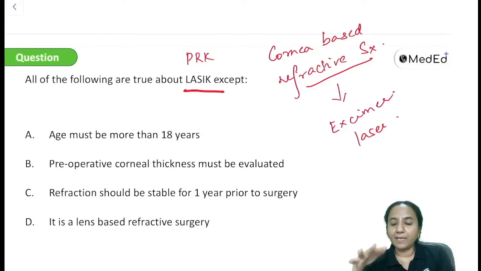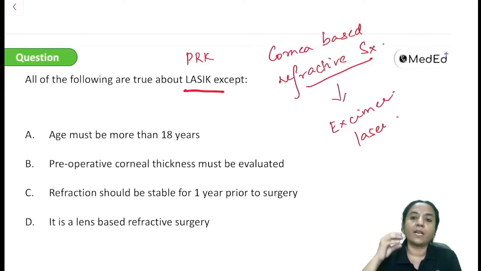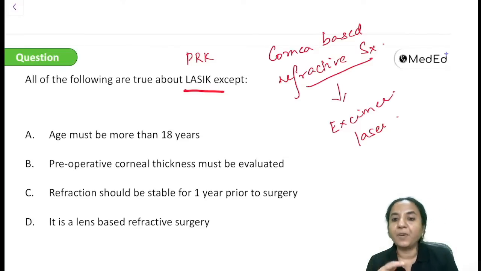And when you do excimer laser, then the final corneal thickness is actually less than the initial corneal thickness. So the thickness of the cornea decreases, which means that evaluation of preoperative corneal thickness is a must. Because if the preoperative cornea is already very thin, then the patient may not be the right candidate to go for a LASIK or a PRK. So that is why it's important to evaluate the preoperative corneal thickness.